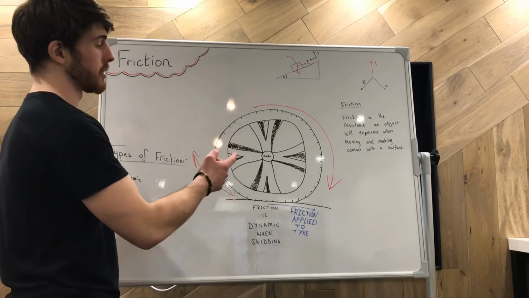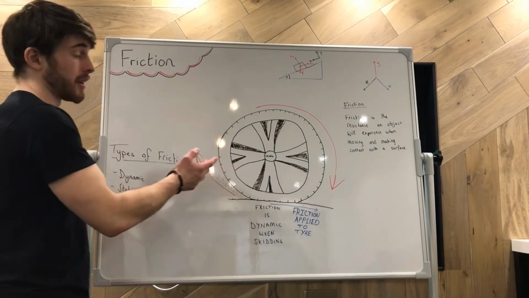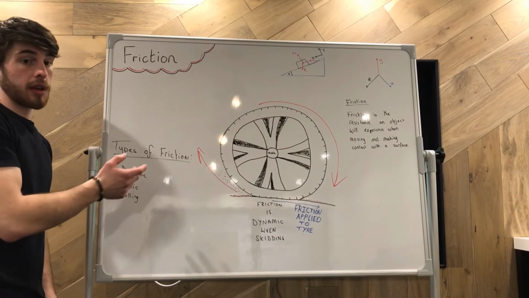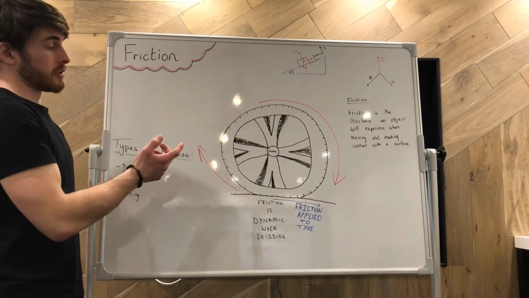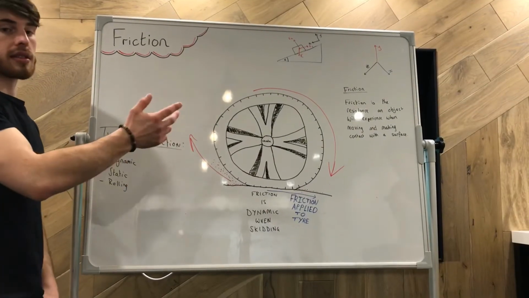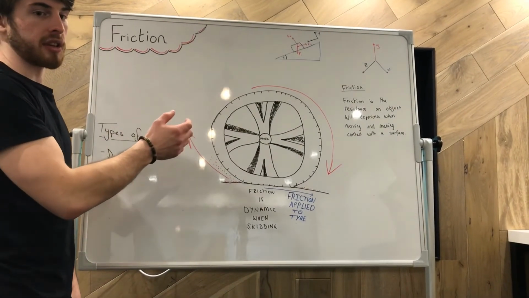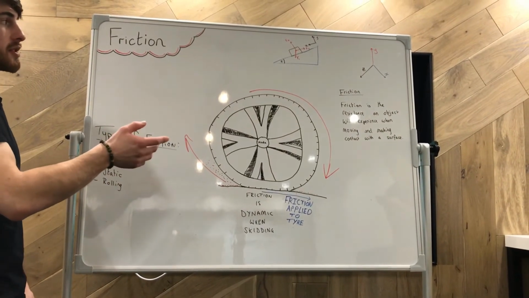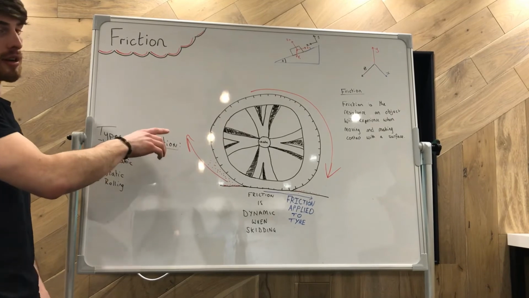Friction is the force that opposes motion. There are three types of friction: dynamic, static, and rolling. The video before showed a wheel spinning. This is an example of dynamic friction and occurs when the torque is greater than the coefficient of friction between the surface and the tyre.